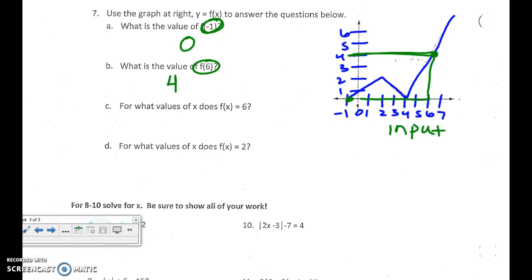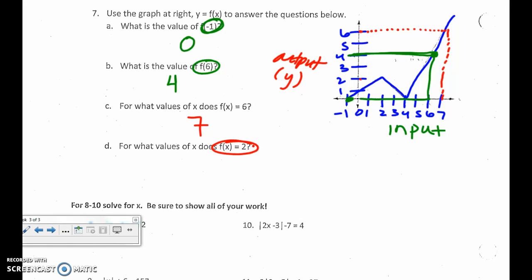For C and D, you are given the outputs, so that means that it's the y values. Okay, so we're going to go up to 6, and we're going to go over to see, where does it cross? Well, it looks like it's about 7. Okay, so we go up for our outputs and over for our inputs. And then we have an output of 2.